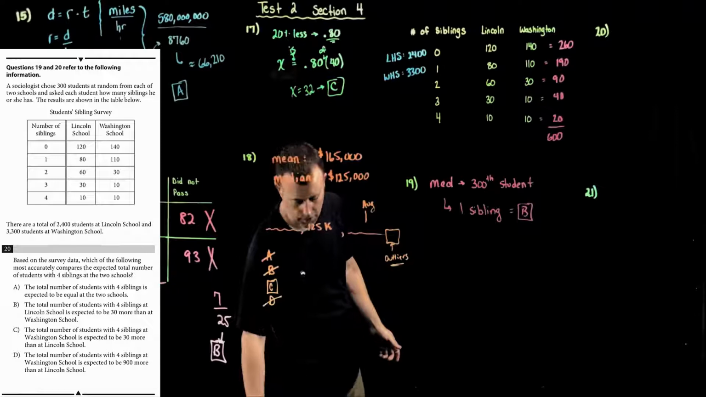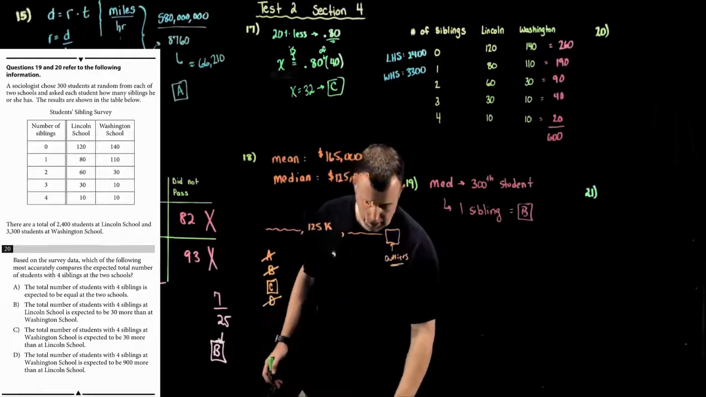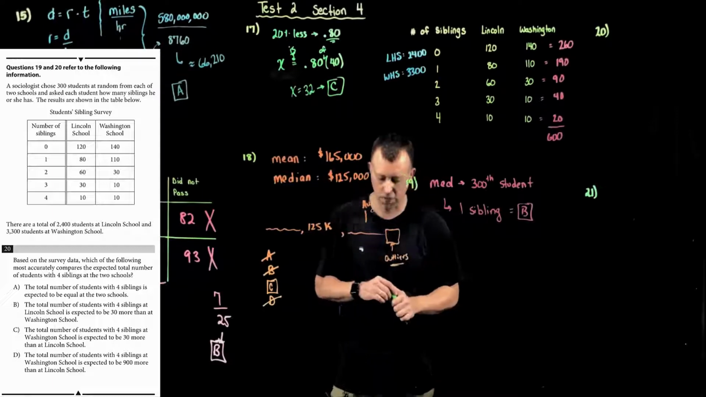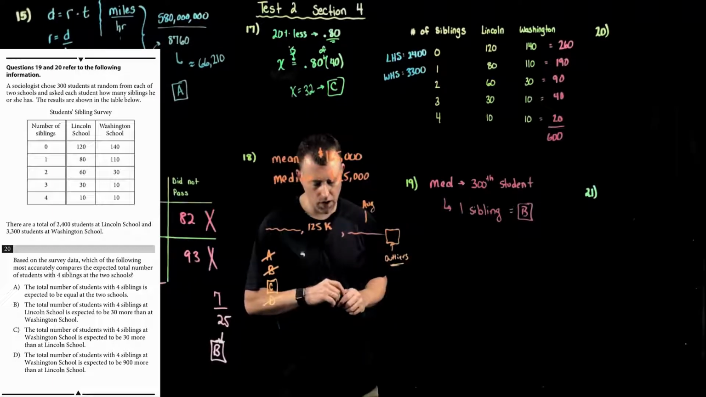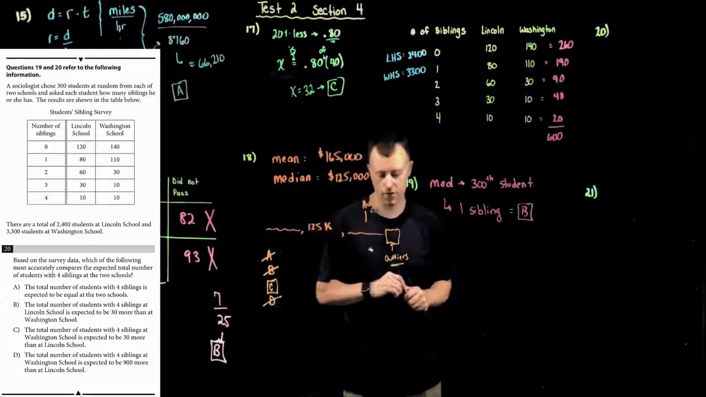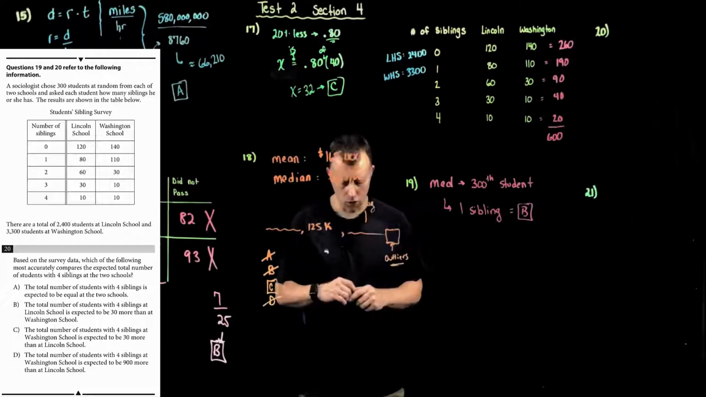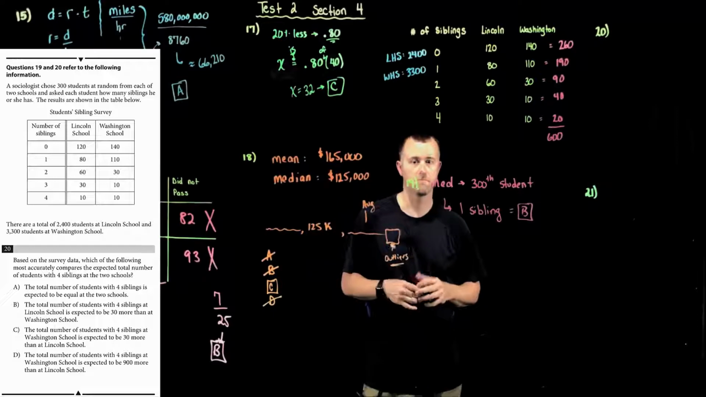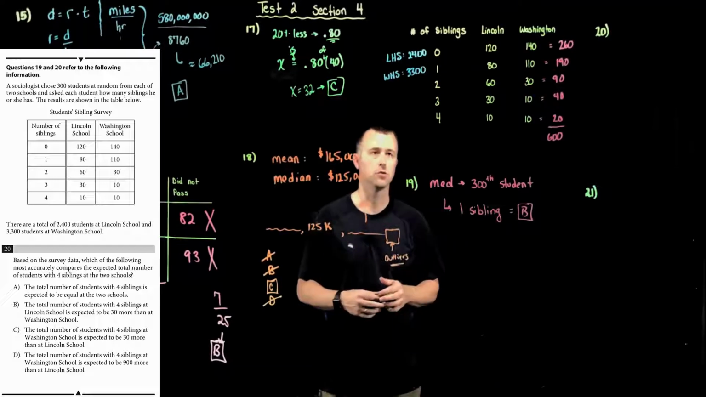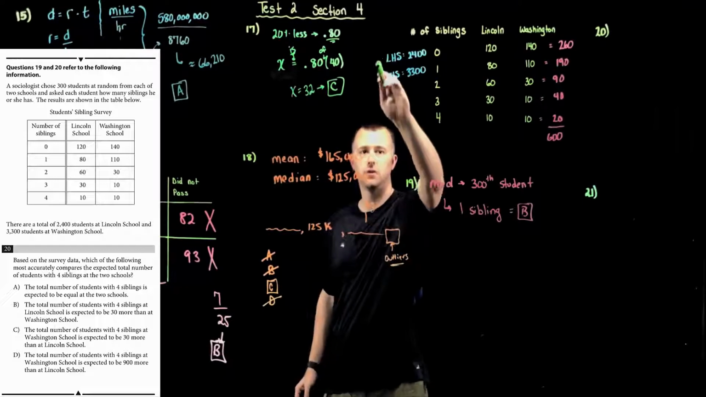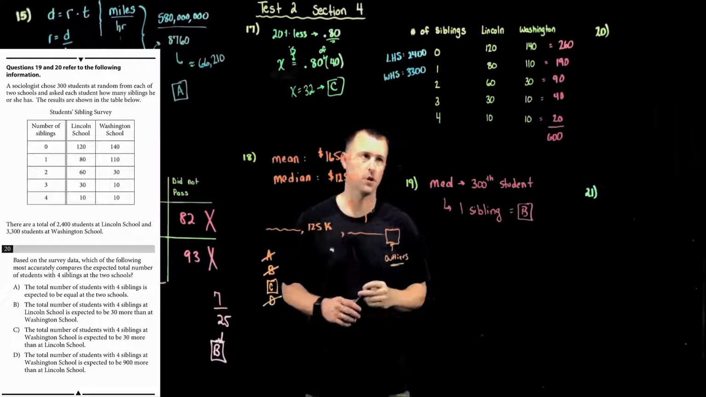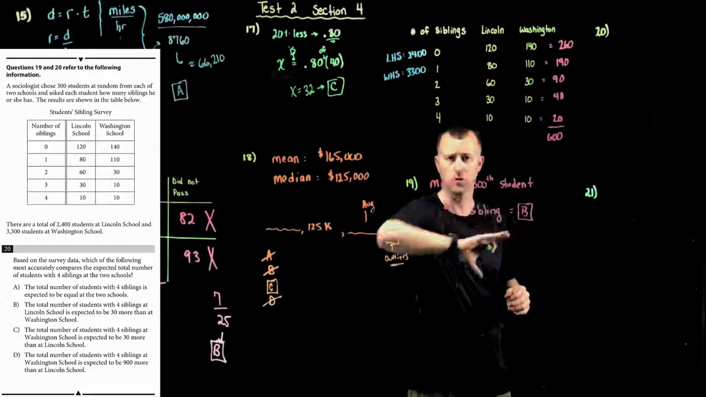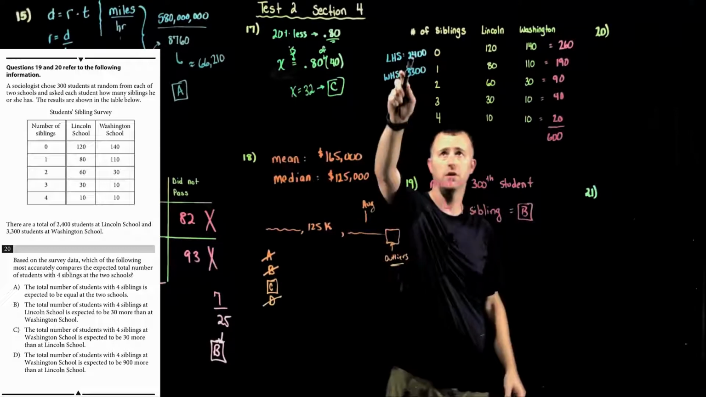Keep it going. Number 20, using the same set of data, it says, based on the survey data, which of the following most accurately compares the expected total number of students with 4 siblings at the 2 schools? So what I want to do is figure out how many siblings there are, approximately, at the 2 schools. Well, this data we found earlier here is going to be super important to help us find this, because there's not actually 300 students at each school or 600 combined. There's really this many numbers.